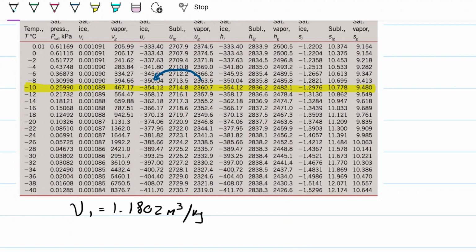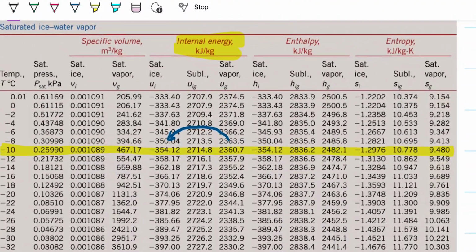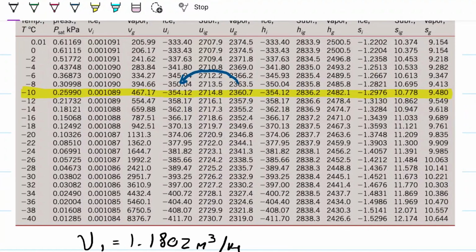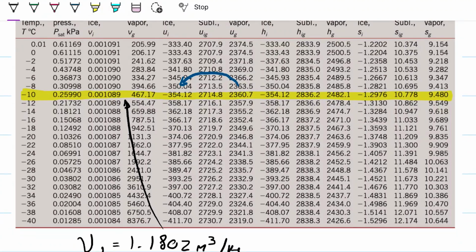1.18, and I need to check whether this is a mixture between ice and vapor. And to do that, I'm going to look at this number here and notice that this is greater than the 1.18. And I'm going to look at this number here and know that this is smaller than 1.18. So definitely there is some vapor in there, or else this specific volume would have to be smaller, right?